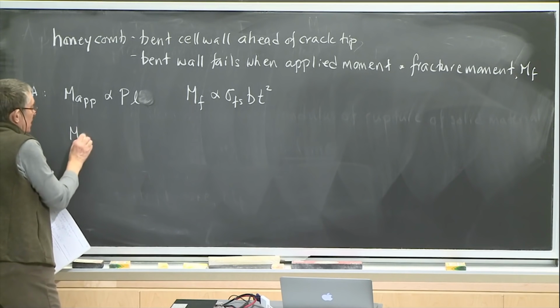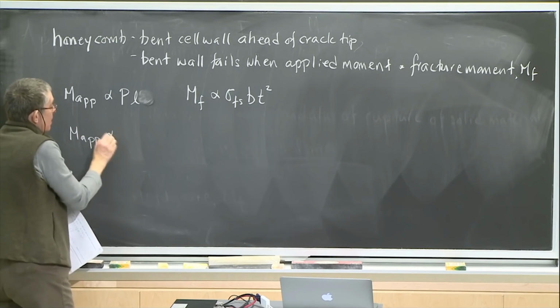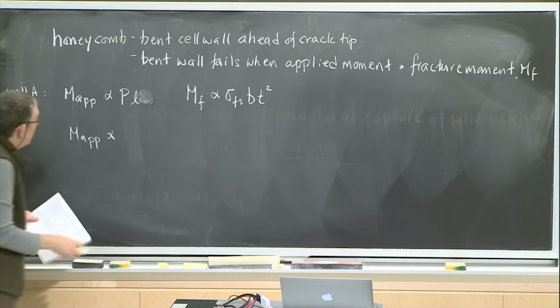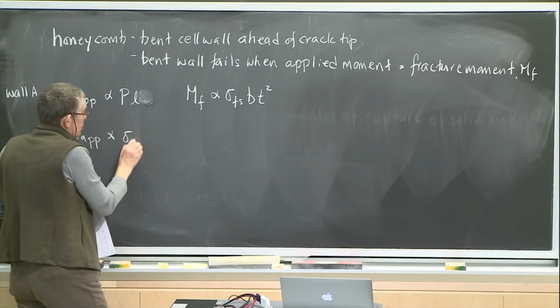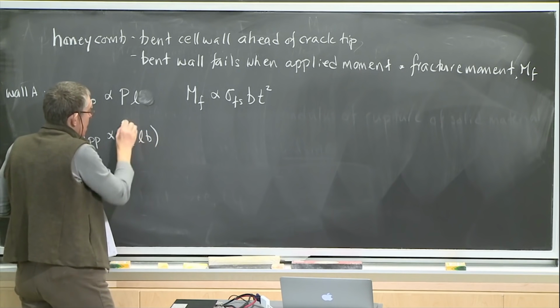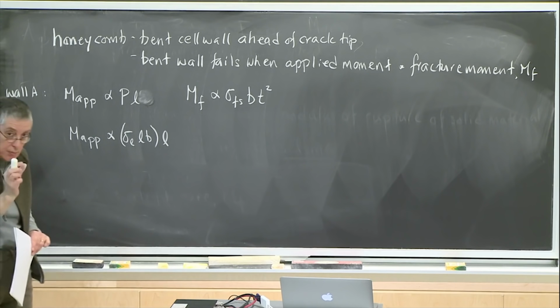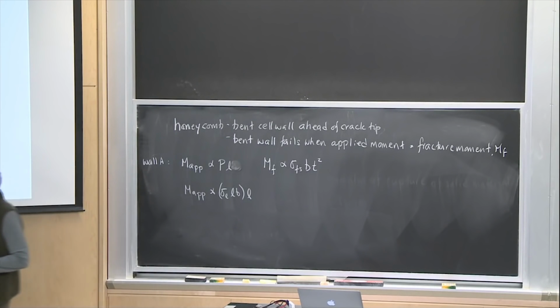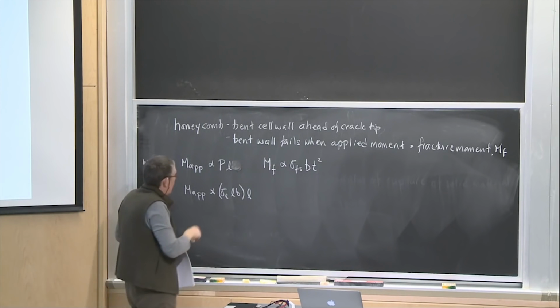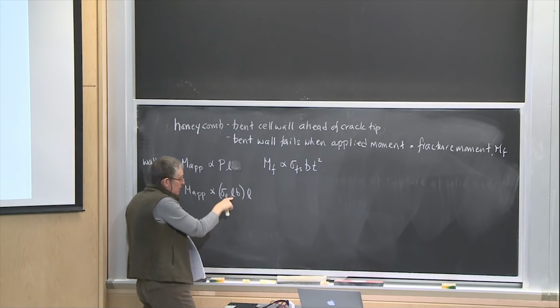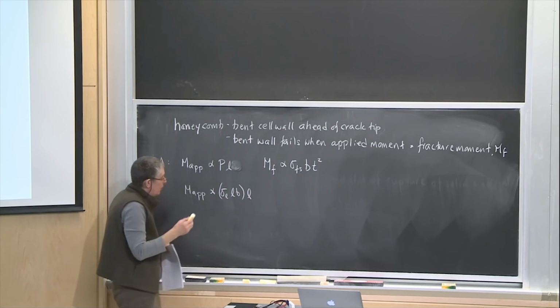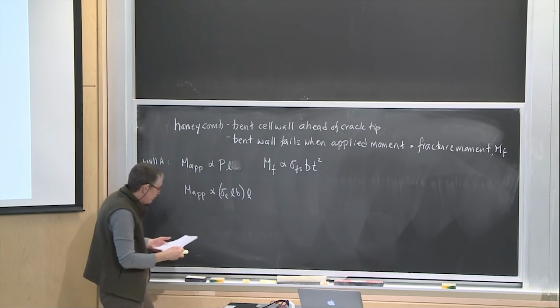And then I can also say that this applied moment, if it goes as PL, well, P is just going to be my local stress times LB, and then I multiply times L. So if you think of just thinking about if you've got a load P on this member here, L, there's going to be some local stress there. And P is just going to be that local stress times a cell wall length times a width into the page.